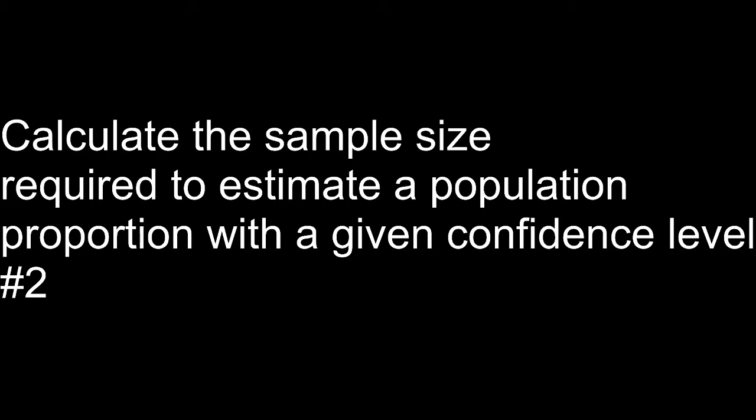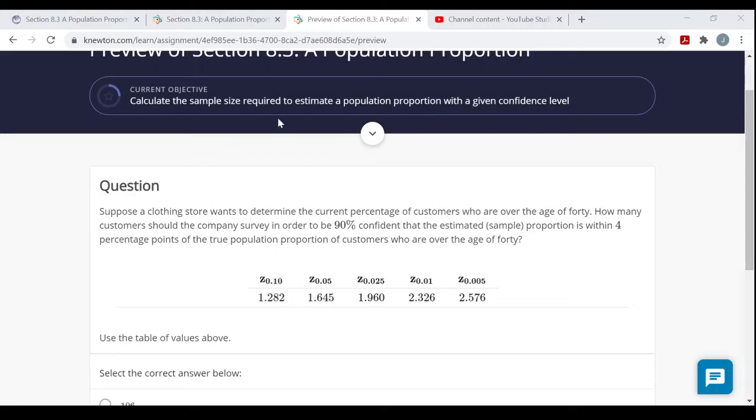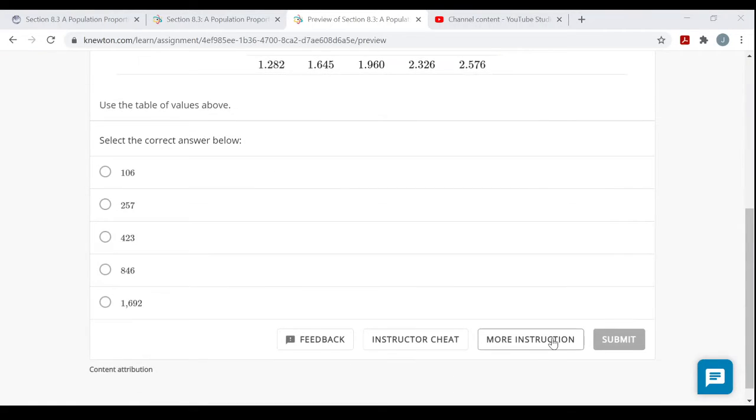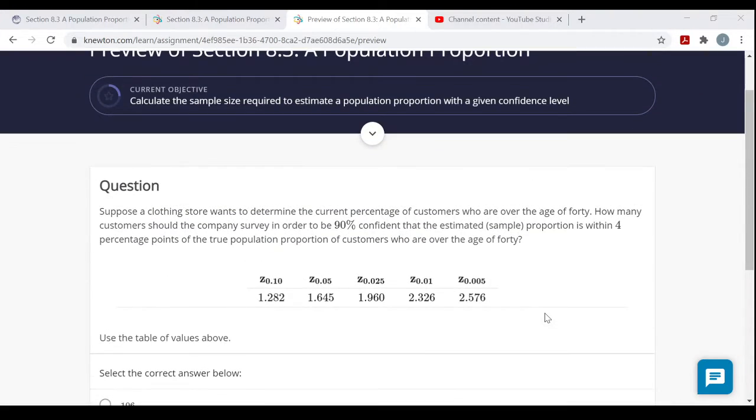Okay, so again, if you're unfamiliar with this and want to see how it's done, look at their instruction, click on more instruction here, look at their videos, read their notes, read their examples. Hopefully that helps you. All right, suppose a clothing store wants to determine the current percentage of customers who are over the age of 40. How many customers should the company survey in order to be 90% confident that the estimated sample proportion is within 4 percentage points of the true population proportion of customers who are over the age of 40?